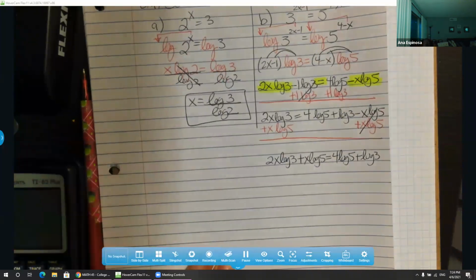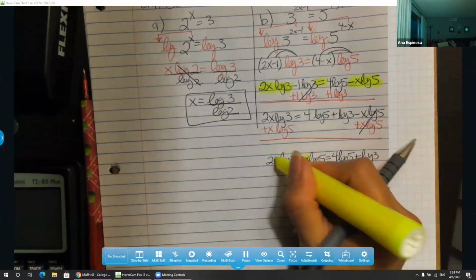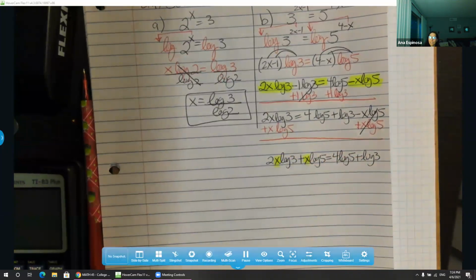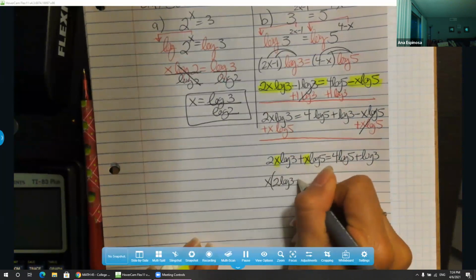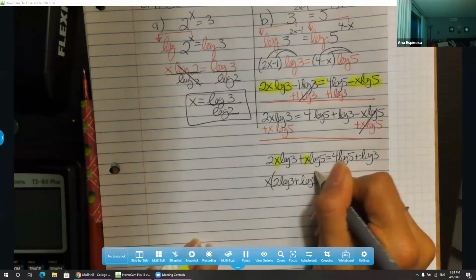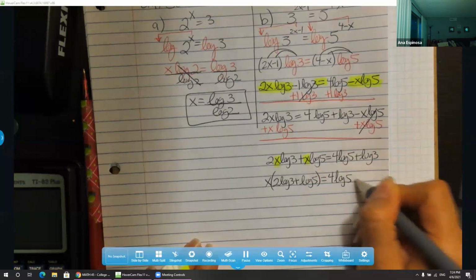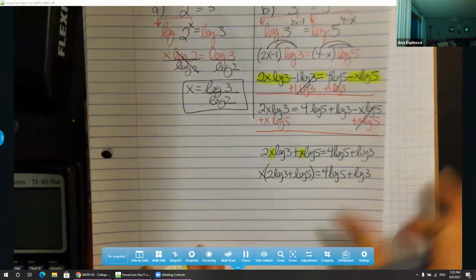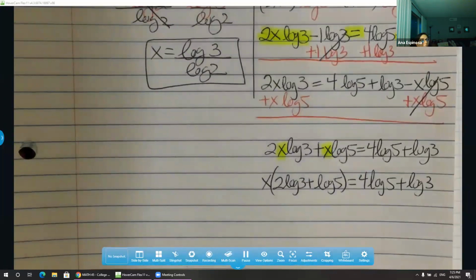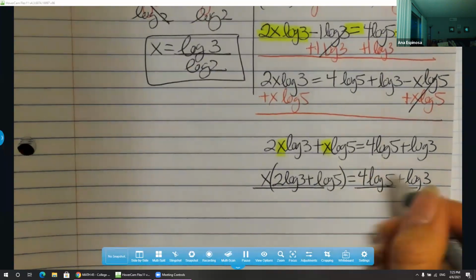I didn't lie. Now that you have both pieces on the left side, you're going to factor out an x because you cannot put them together. So you take out an x, and that gives you 2 log of 3 plus log of 5. This is just a big crappy number. 4 log of 5 plus log of 3. And then you just divide both sides by that crappy thing.